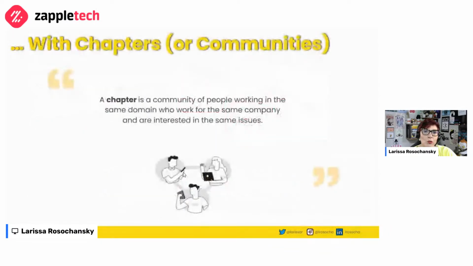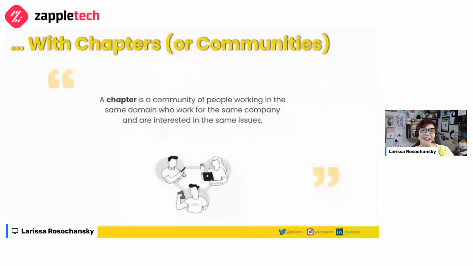And that is where we have this tool, this instrument that can really help us: the chapter, or communities, or guilds. So when we think about SAFe concepts, we talk about chapters if we are inside the same value streams. But if we are cross value streams, then we talk about guilds. So what is this chapter?